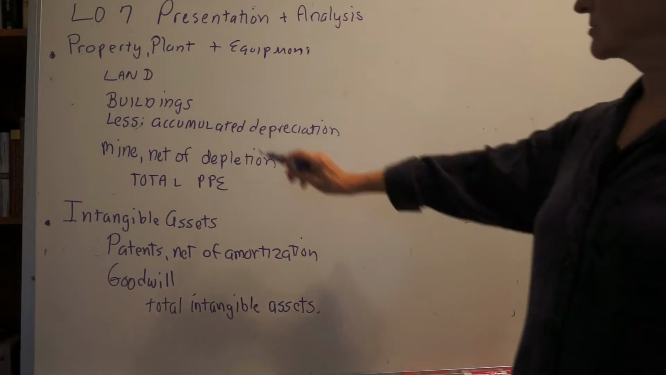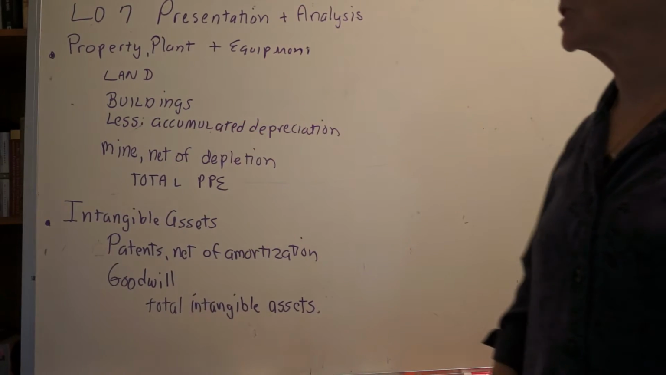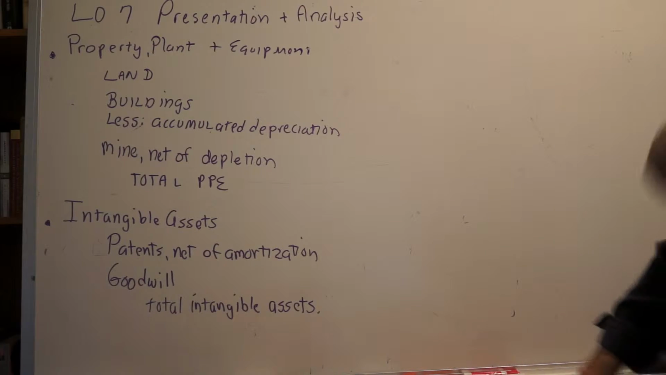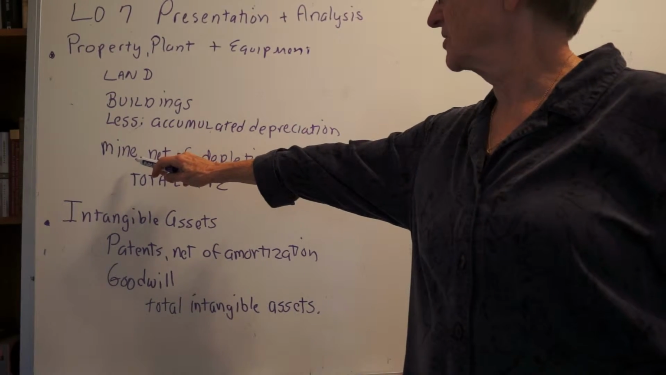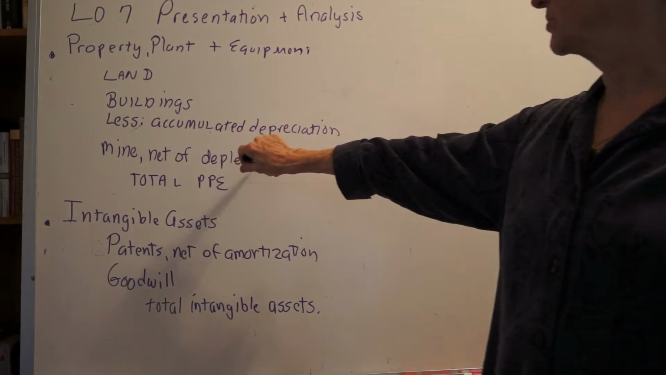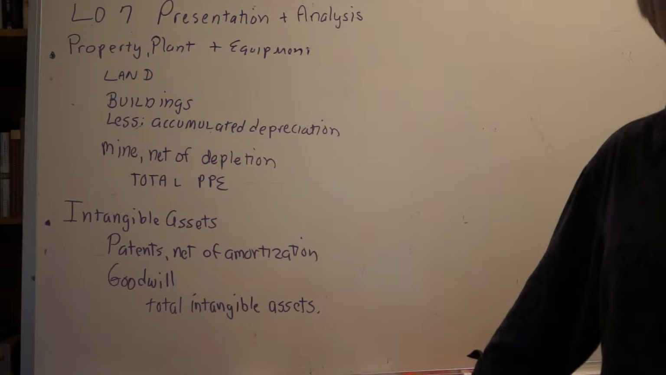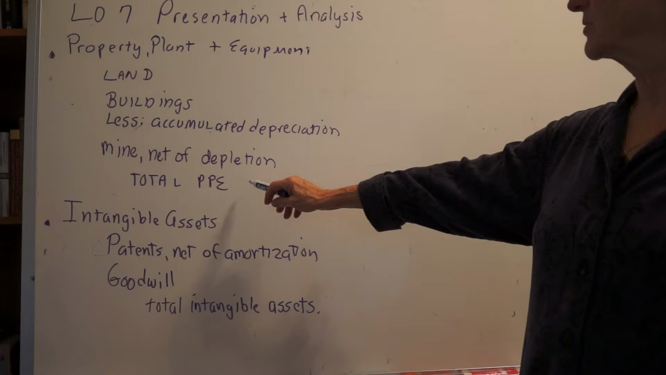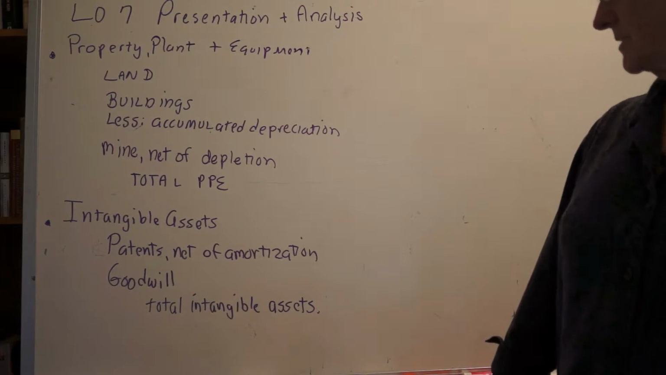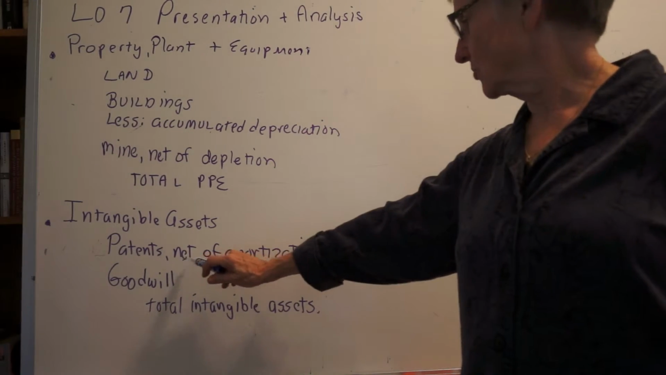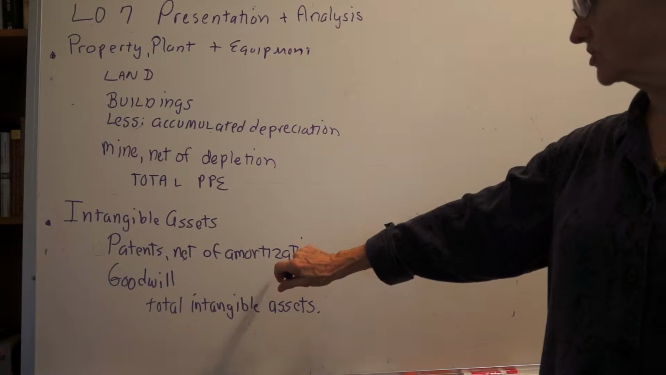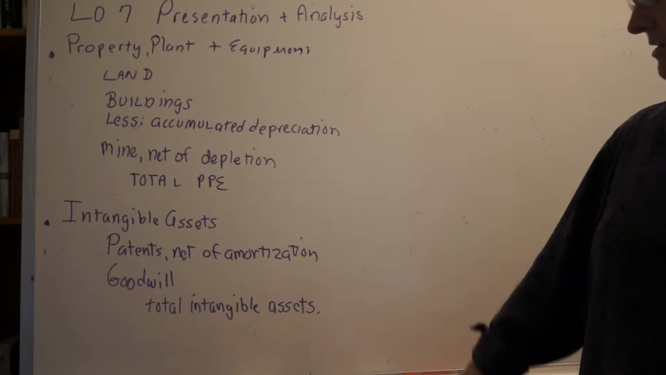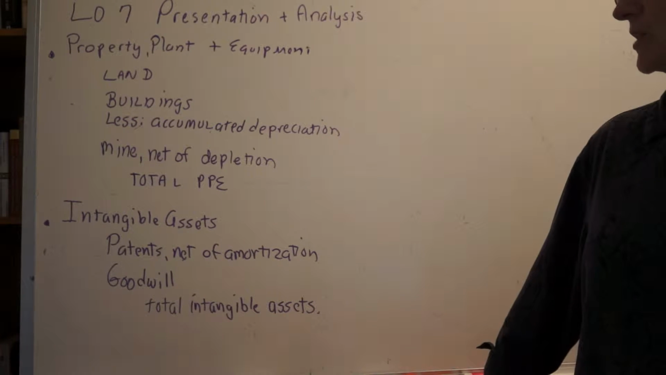You have buildings shown less the accumulated depreciation that goes with them. You've got the natural resources, I'm using mine here, net of the depletion that goes with that, net of the accumulated depletion. And then you'd have a total for your property, plant, and equipment. The patents are generally shown net of the amortization. Goodwill is not amortized, so that's just listed as is. And then you'd have a total of your intangible assets.